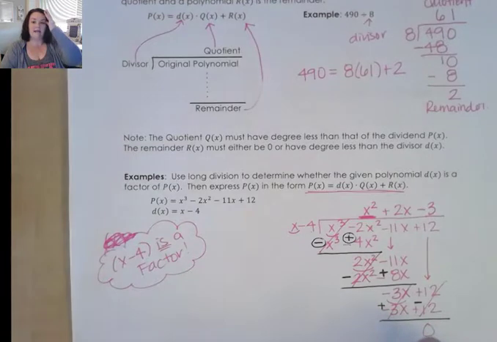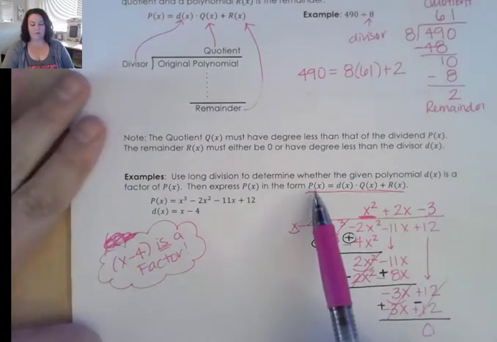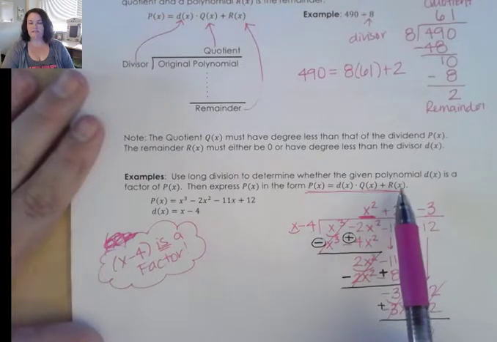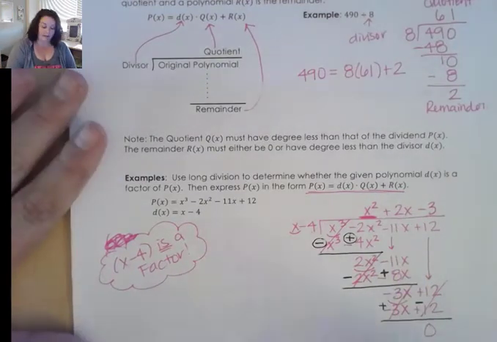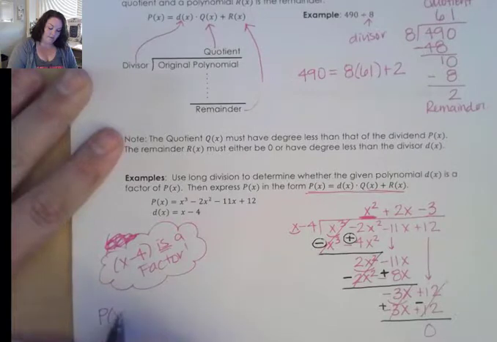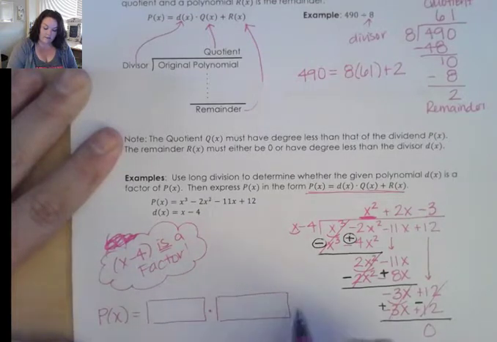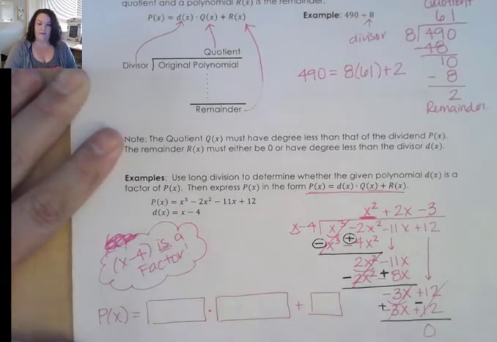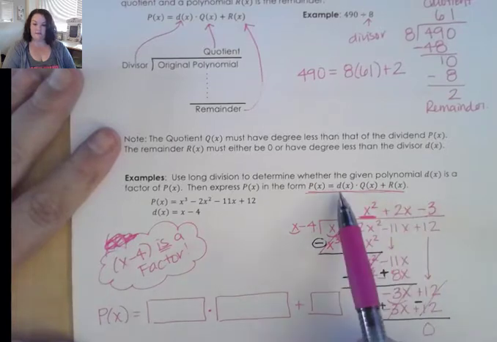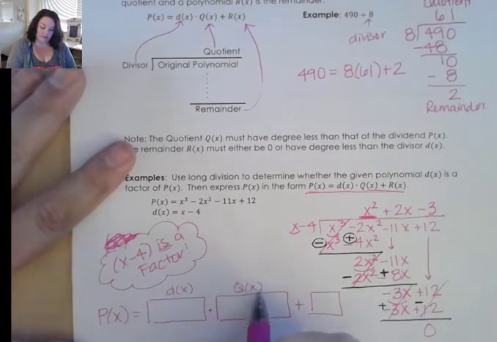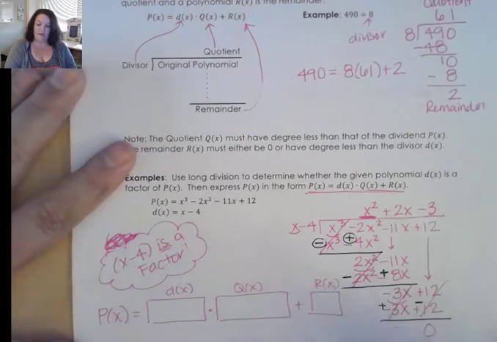And the second thing it asked me is to rewrite my original polynomial as my divisor times my quotient plus my remainder. Now in my math lab, it will literally say p of x is equal to, and it will give you a box, and then it will say times another box plus another box. Okay, because they're wanting you to write this out. They're wanting you to say our divisor times our quotient plus our remainder. And so we would just put in what our divisor was.